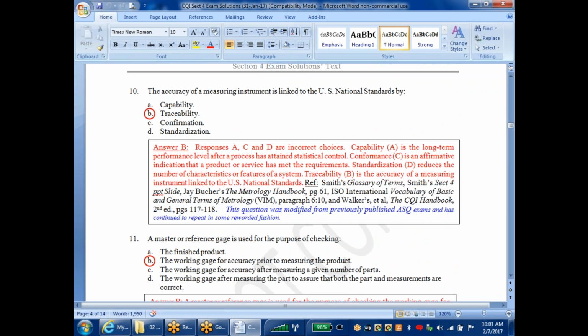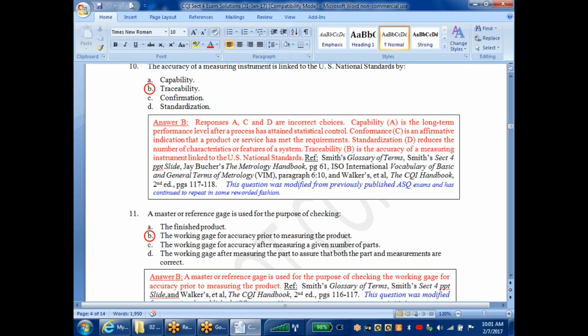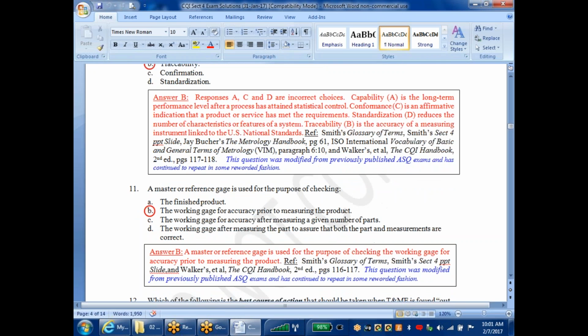Ten, the accuracy of a measuring instrument is linked to the U.S. national standards by... and again, when I look at A, C, and D, we put those in to be distractors. They're incorrect, and you can see why each of those are defined and don't address this question. And traceability is the answer to this question. You could have found it again in the glossary or in the slides and other places. And it's in Walker's textbook.